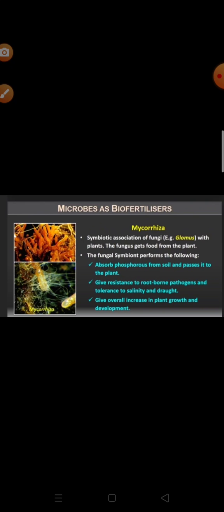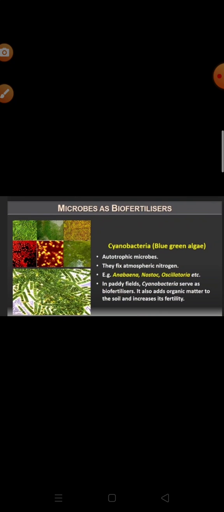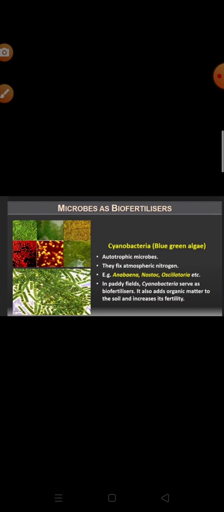Okay, next, fungi as biofertilizer. Fungi can also be used as biofertilizers. They form a symbiotic association with the roots of higher plants called mycorrhiza, like Glomus, we can say. And the fungal hyphae absorb the phosphorus from the soil and pass it to the plant. Mycorrhiza show different benefits. What are the benefits? They show resistance to root-borne pathogens. They can tolerate salinity and drought, and an overall increase in plant growth and development also takes place. Okay, and cyanobacteria or blue-green algae also act as biofertilizer.